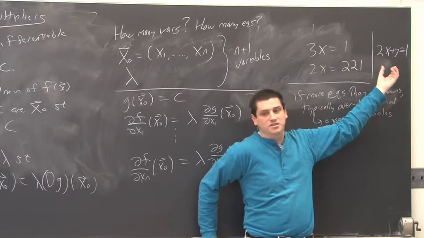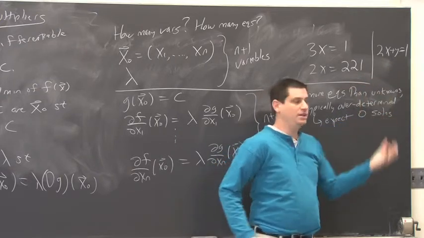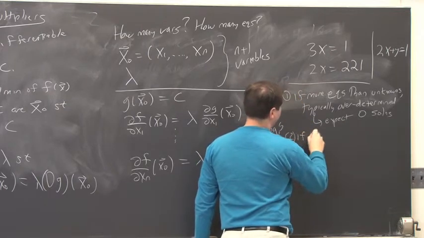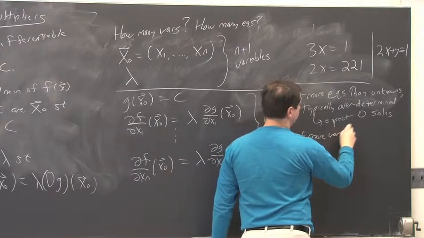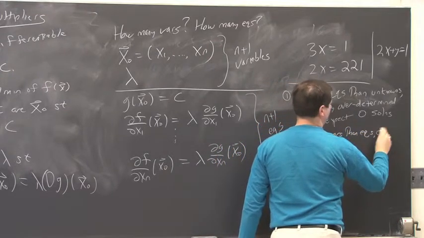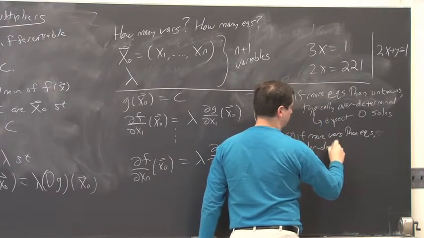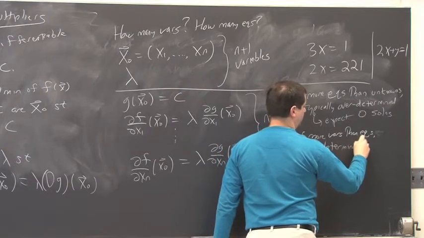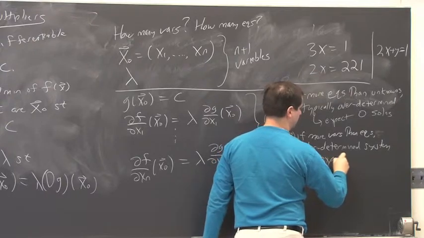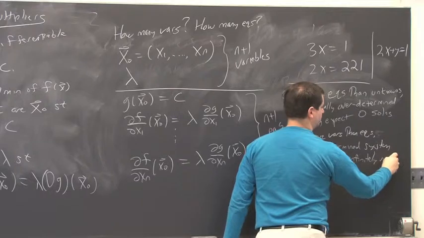This is an underdetermined system. We have more variables than equations, and we expect infinitely many solutions. So if there are more variables than equations, we have an underdetermined system, so expect infinitely many solutions.